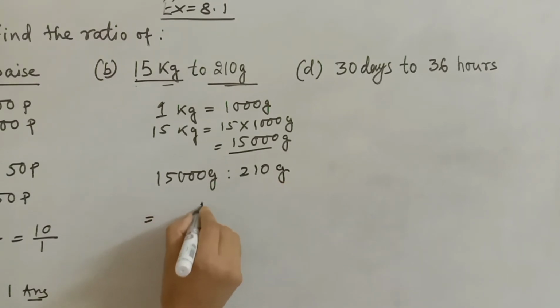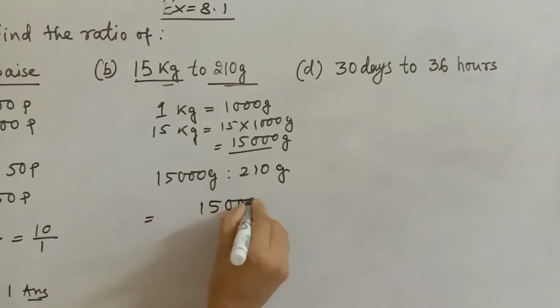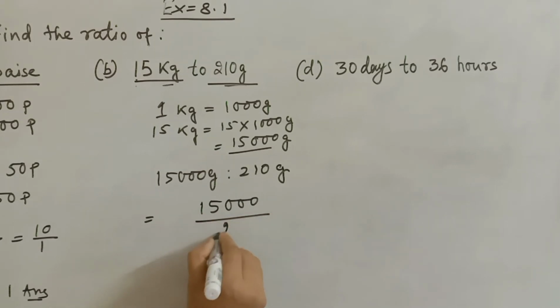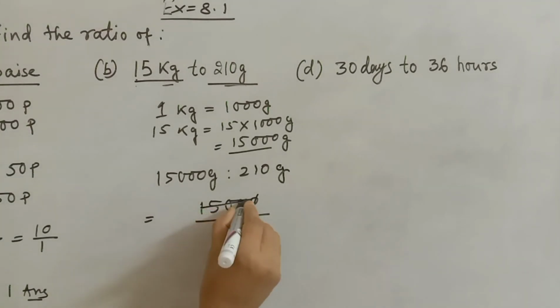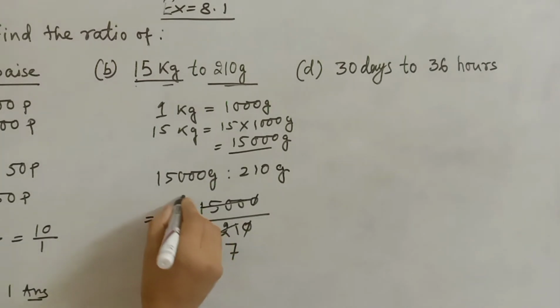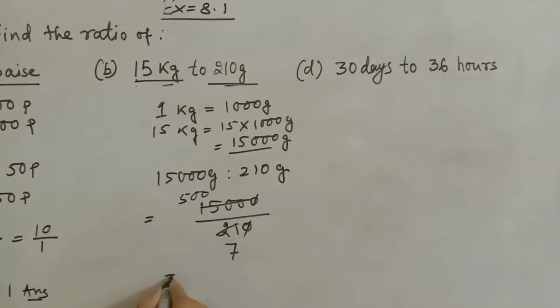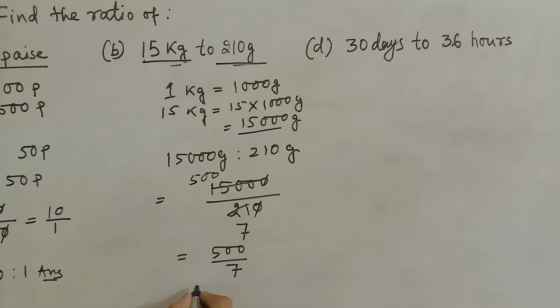Now make the simplest form, 15,000 by 210. 0 cancel. Now by 21, 7 3s are 21, 3 5s are 15. Now the ratio is 500 by 7. So the ratio is 500 is to 7.